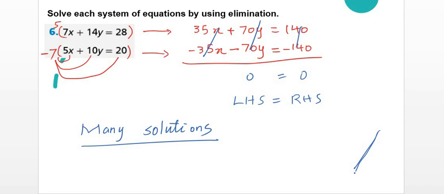And there's another situation, maybe you will find it in any of the questions, when the left hand side does not become equal to the right hand side. Maybe you have here 3 or negative 3 or any number, meaning the left hand side is not equal to the right hand side. In that case, we say there is no solution. Clear? So this was the situation when we have many solutions.